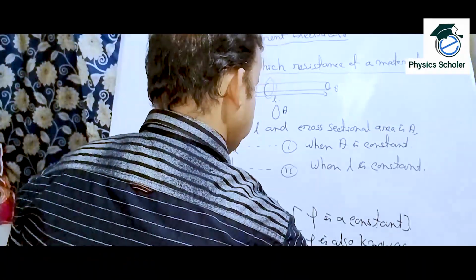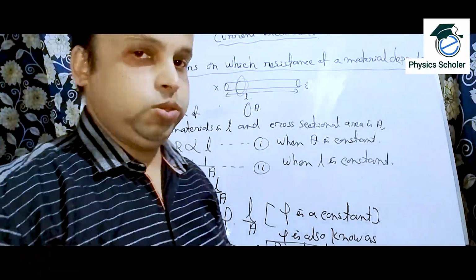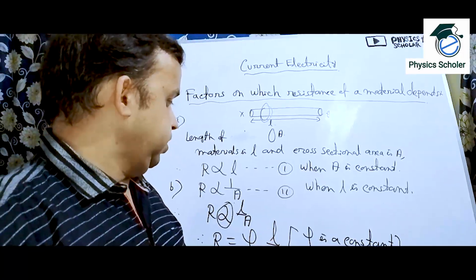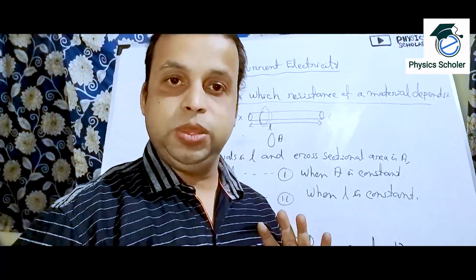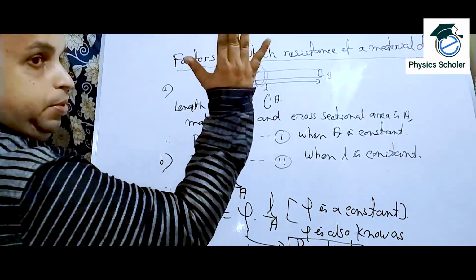Rho is known as the resistivity of the conductor. So that means R is equal to rho into L by A. Rho is known as the resistivity of the conductor. You can see that I am explaining.